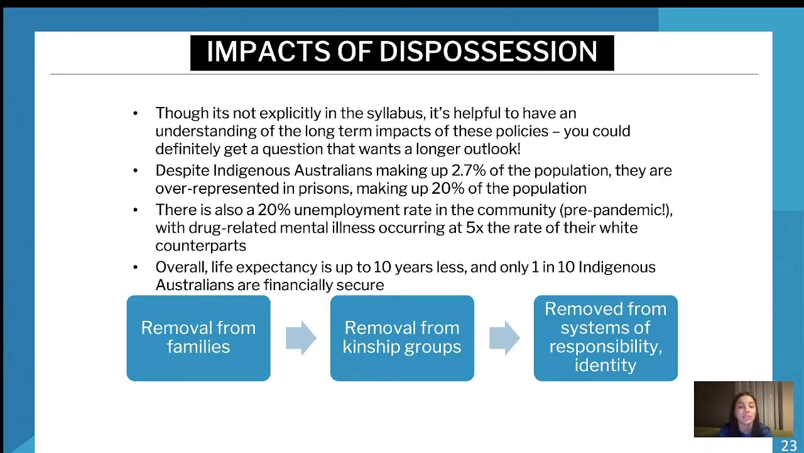So, despite Indigenous Australians making up 2.7% of the population, they're overrepresented in prison, making up 20% of the prison population. That's one of the impacts of dispossession. There's also a 20% employment rate in the community, and this was pre-pandemic, with drug-related mental illness occurring at 5 times the rate of their white counterparts. And overall life expectancy is up to 10 years less, and only 1 in 10 Indigenous Australians are financially secure.